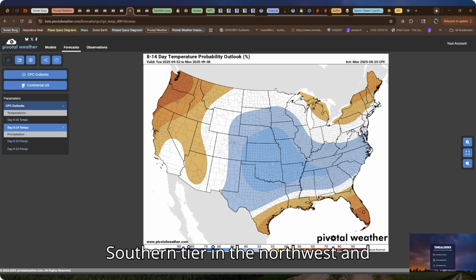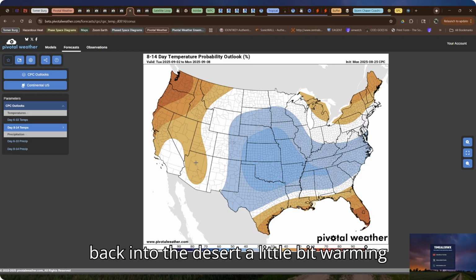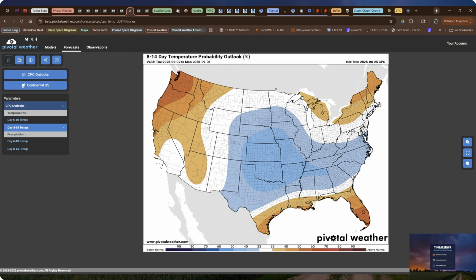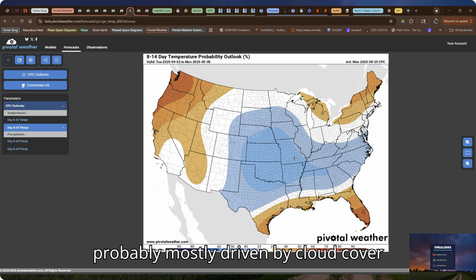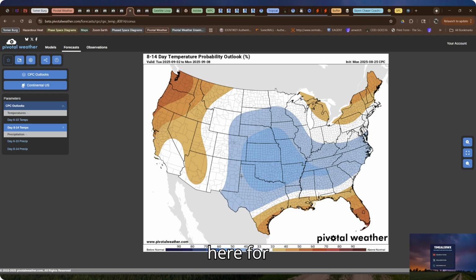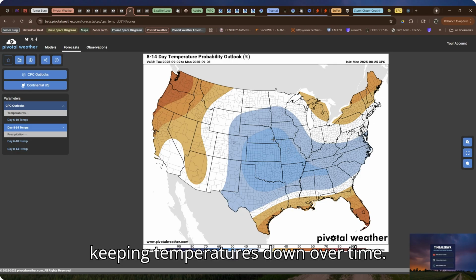Southern tier in the northwest and back into the desert a little bit, warming up, and actually above normal up here in the northeast. And this is probably mostly driven by cloud cover here for the southern portion, keeping the temperatures down over time.